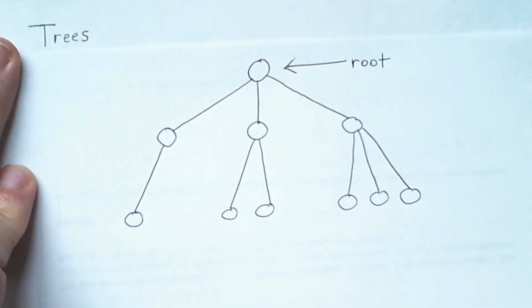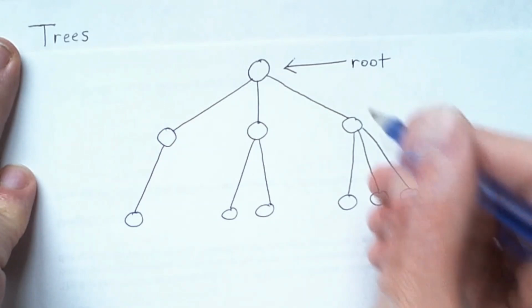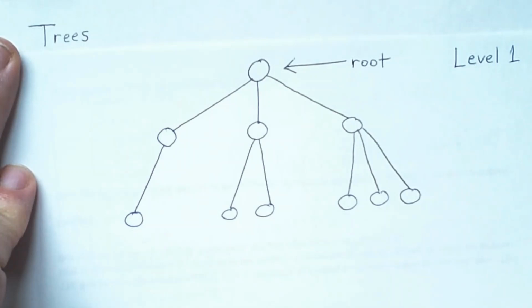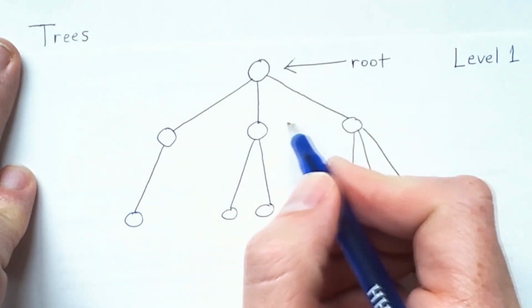Computer scientists typically draw trees with the root node at the top, which we will say is at level 1. However, some people would call this level 0. Just be aware of the different naming conventions out there. The root node can have downward edges, or branches, that connect to child nodes.